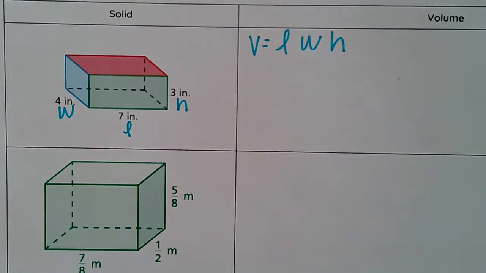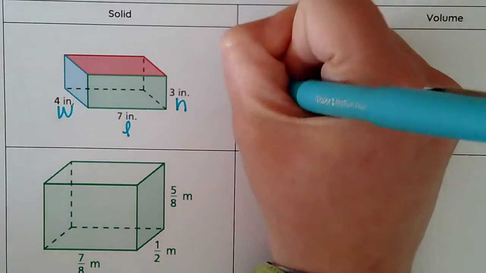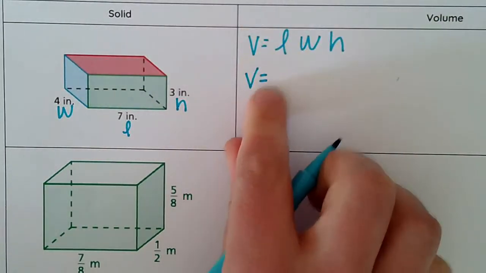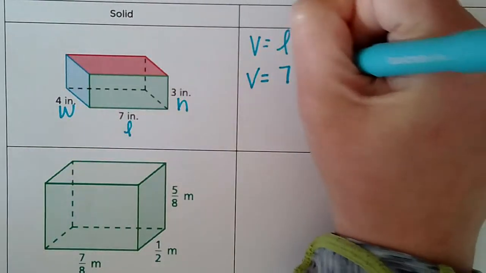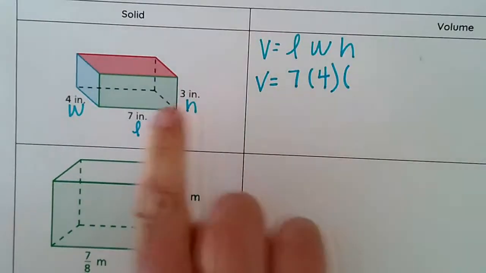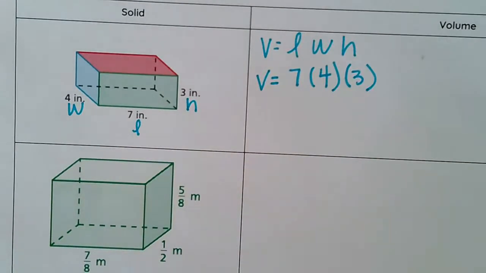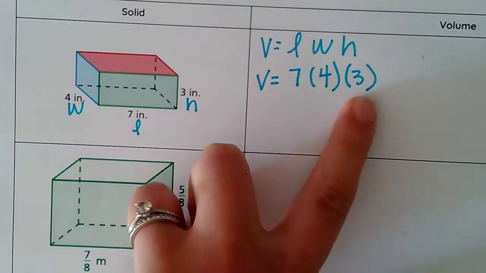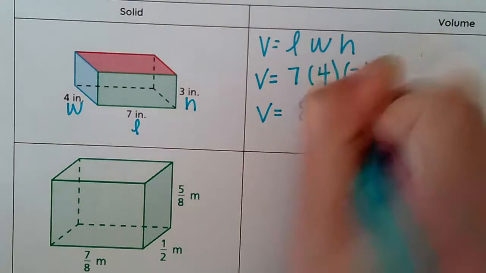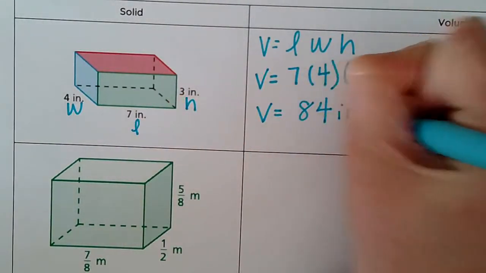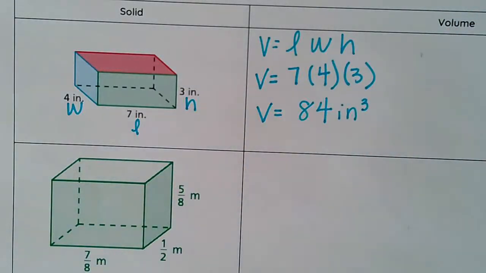Now all I need to do is substitute in my values. So I say volume equals L is 7 times my width, which is 4, times my height, which is 3. I multiply these together, 7 times 4 times 3, and I will get a volume of 84 inches cubed. So remember, when we're measuring volume, we use cubic units.